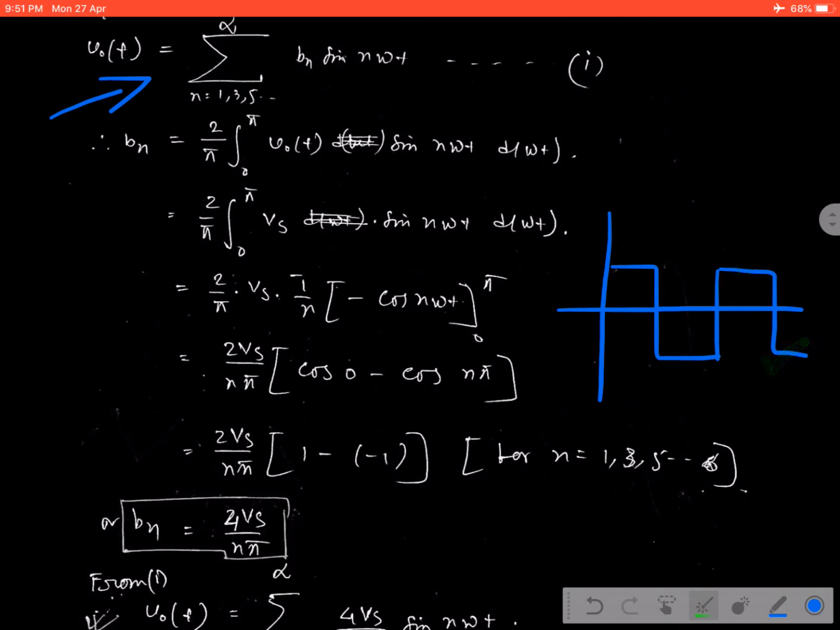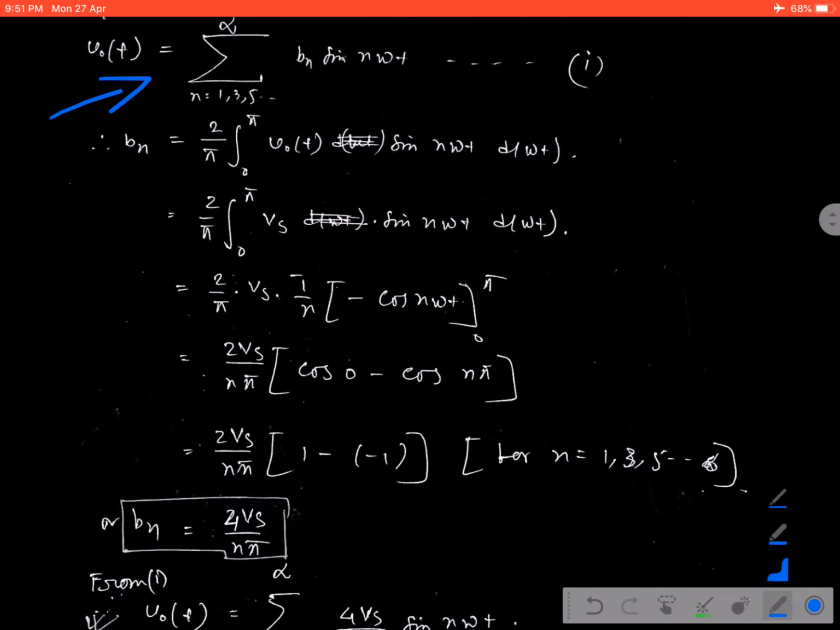That means for a complete cycle T, it will provide the symmetrical waveform, or half wave symmetry. That is why, as we know, in the case of half wave symmetry, A0 and the coefficient A1 are 0, and they are replaced by only the coefficient Bn. That is why this is defined by Bn. So the expression is 2 by pi integrating from 0 to pi V0(t) sin n omega t d omega t.